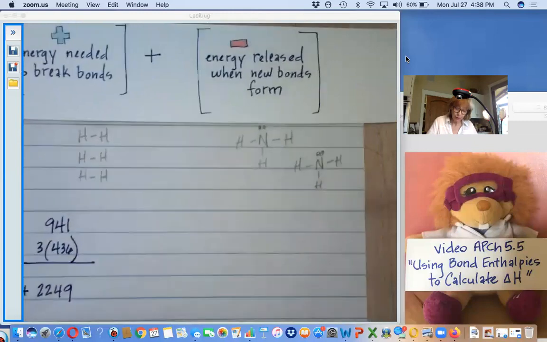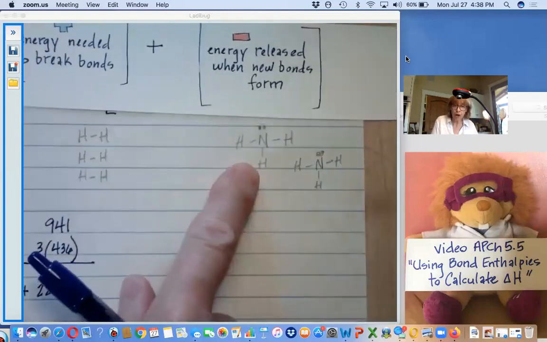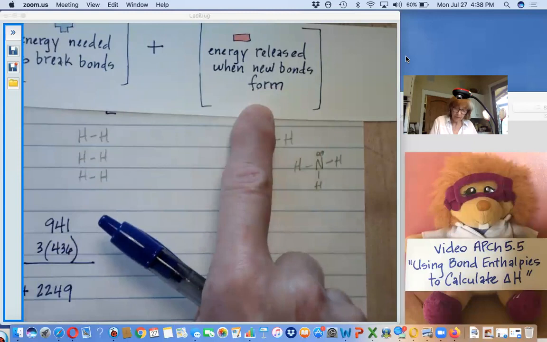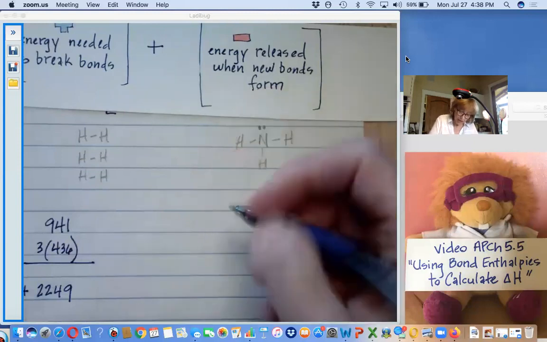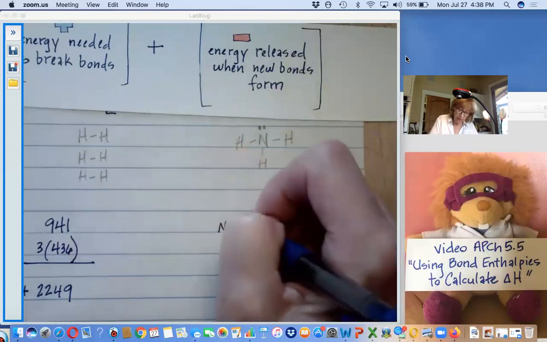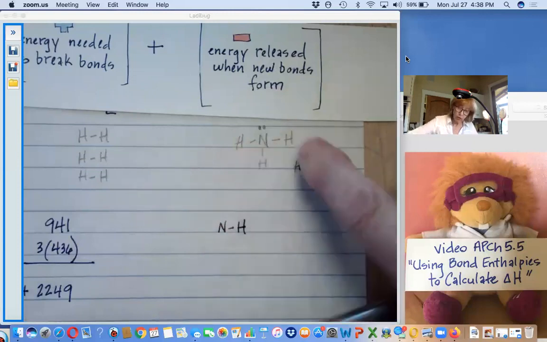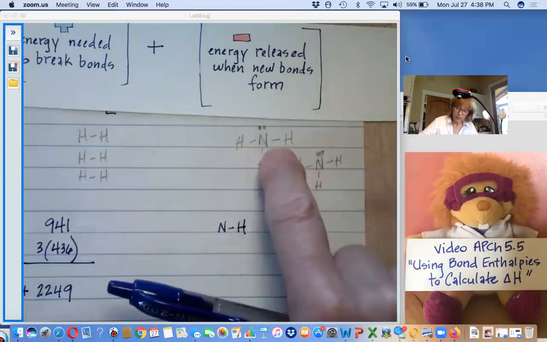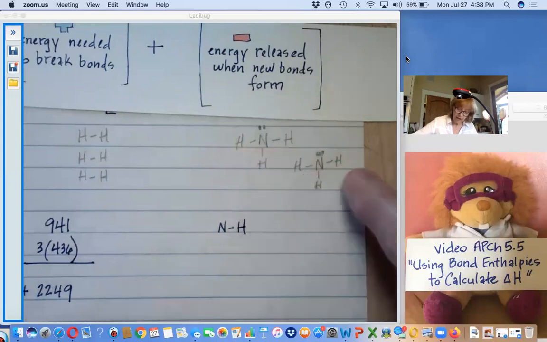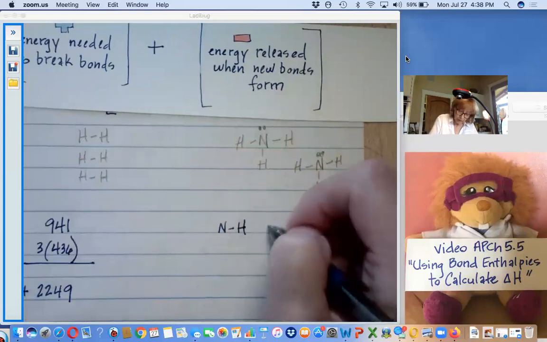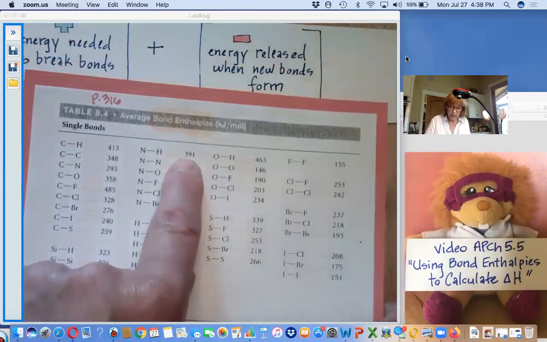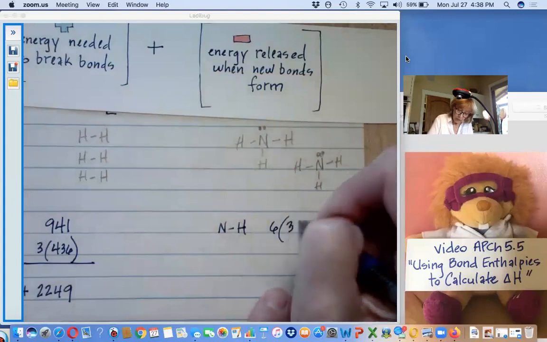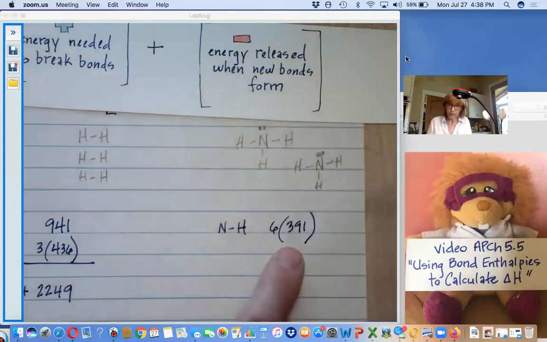Now I move over to the product side. These are the new bonds that are going to form. And I can see that I have to form the N to H bond 1, 2, 3, 4, 5, 6 times. So the N to H bond, which has a bond enthalpy of 391, is going to form 6 times.